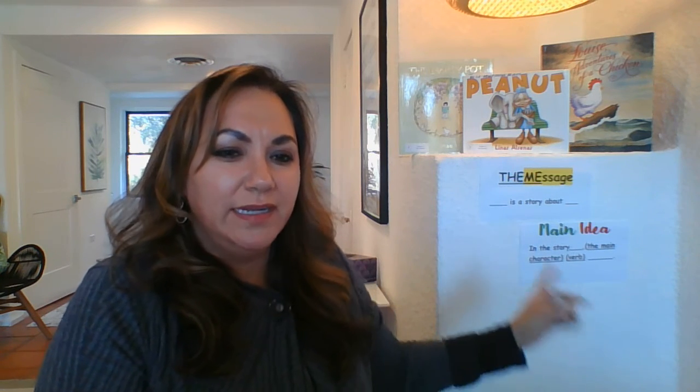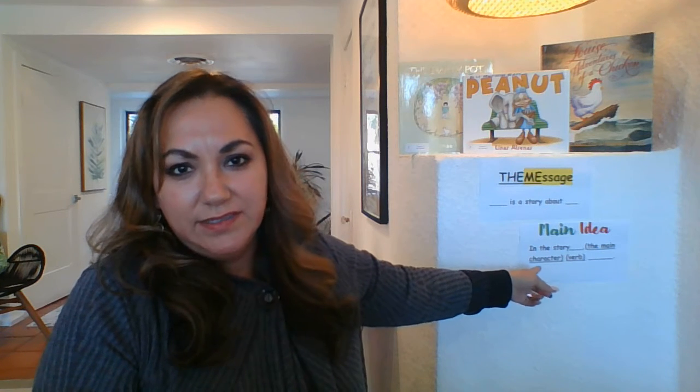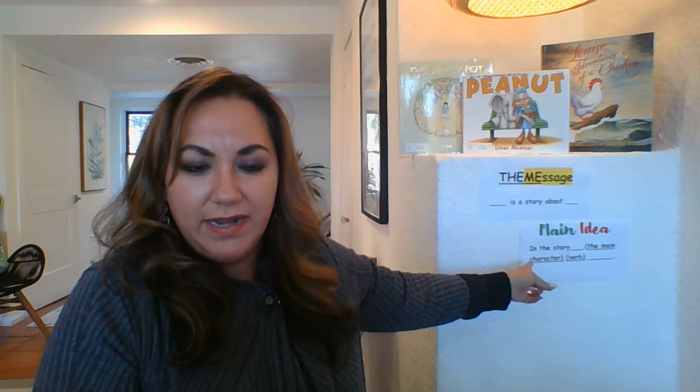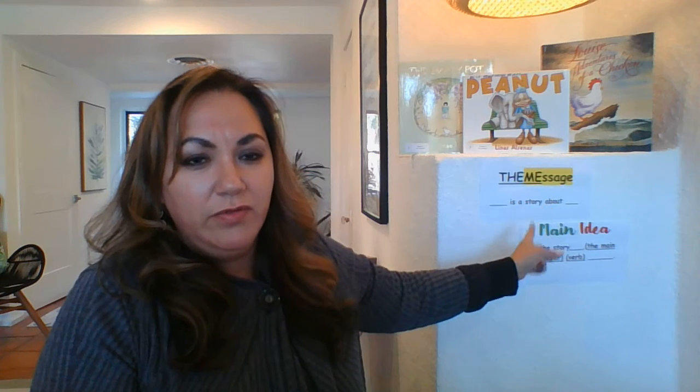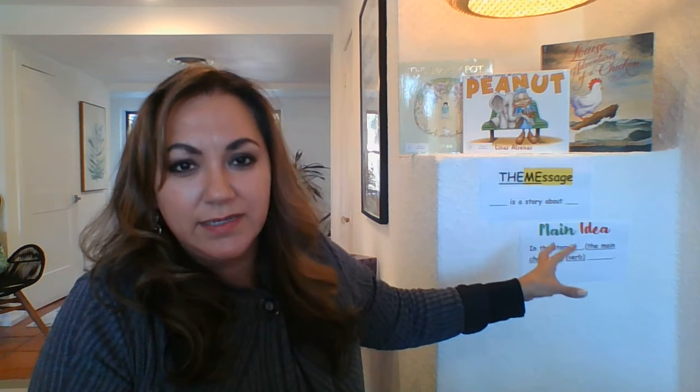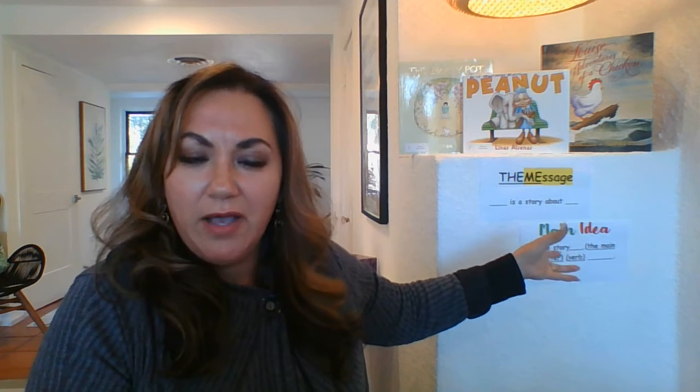Now, both theme and main idea are the central idea of a story. They're both one sentence long. They're a statement about the story, about what the story is about. And so that's what you would tell your students. So I have some sentence stems here for you, a sentence starter to help you with theme, and a sentence starter to help you with the main idea. So they're both one statement, one sentence about what the book is mostly about.